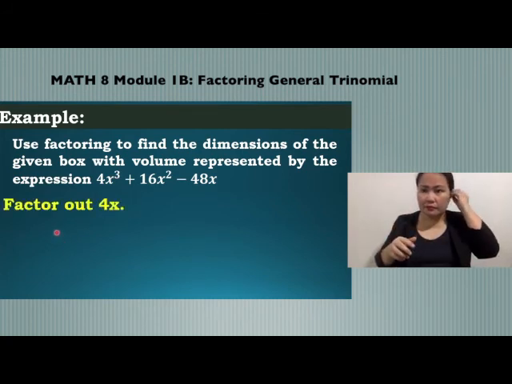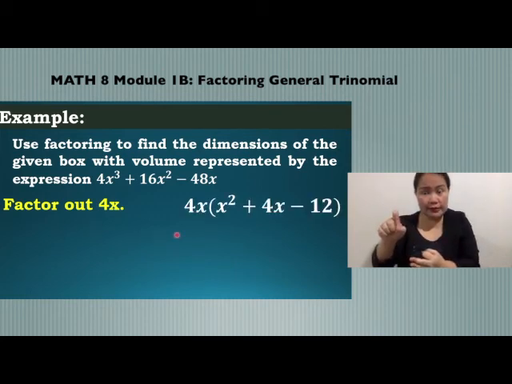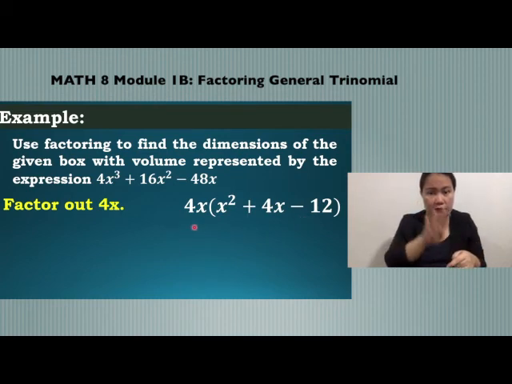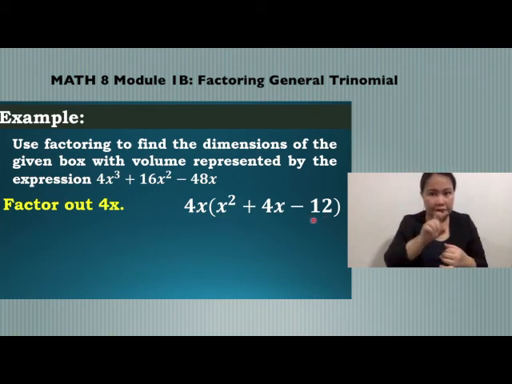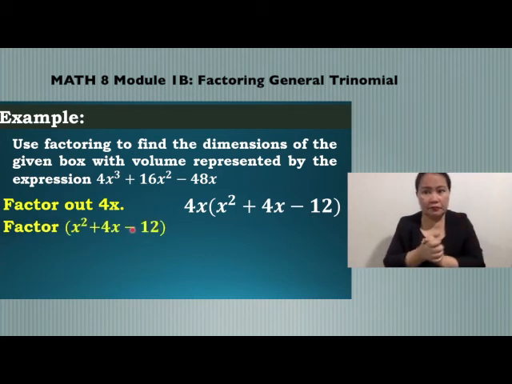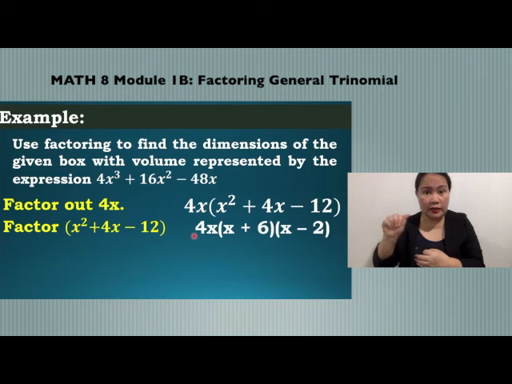So, first, we will factor out 4x. So, we will have 4x times x squared plus 4x minus 12. Okay? So, etong nasa loob na ito, pag minultiply natin sa 4x, this will be the result. Alright? So, now, we have now this quadratic trinomial. So, we can now factor. Okay? So, factor x squared plus 4x minus 12. So, we will just copy 4x. And then, x squared plus 4x minus 12.